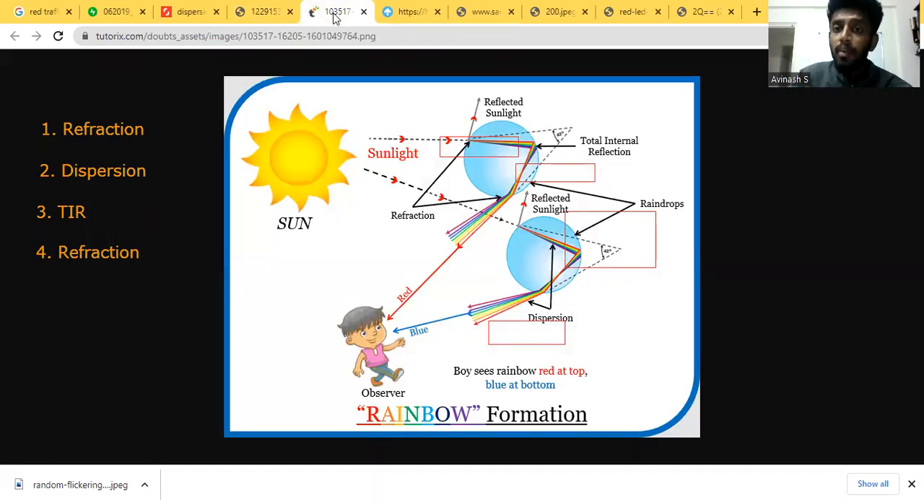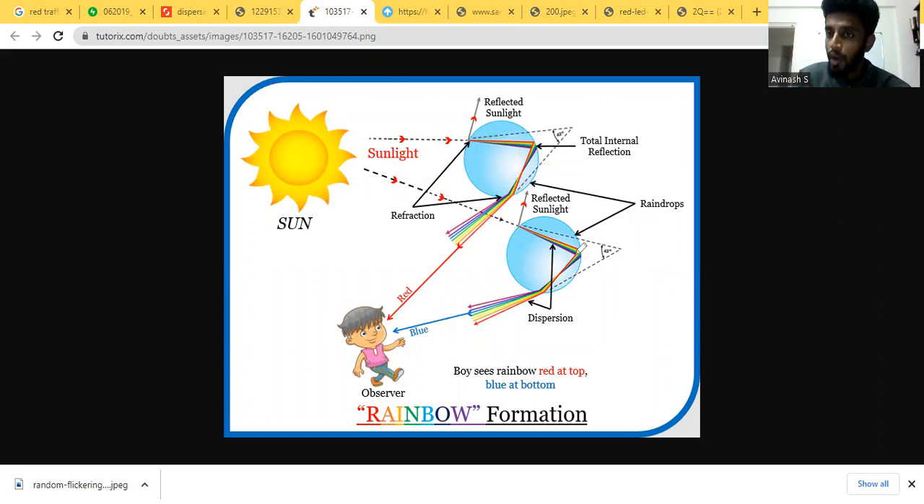Now, the rainbow is not something that we get only from one raindrop. You can see here there are 2 droplets. They have given just 2, but it will be like numerous. Lot of various droplets will be there. So each of which will behave like a tiny prism, each of which will undergo these 4 steps, that is refraction, dispersion, total internal reflection, and refraction. And the combination of all of these is what we see as rainbow.